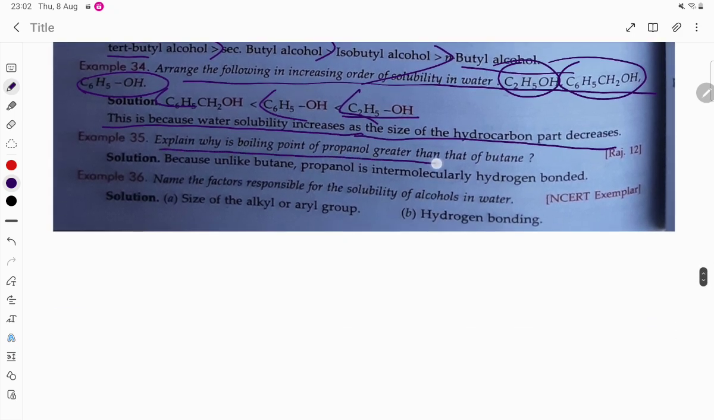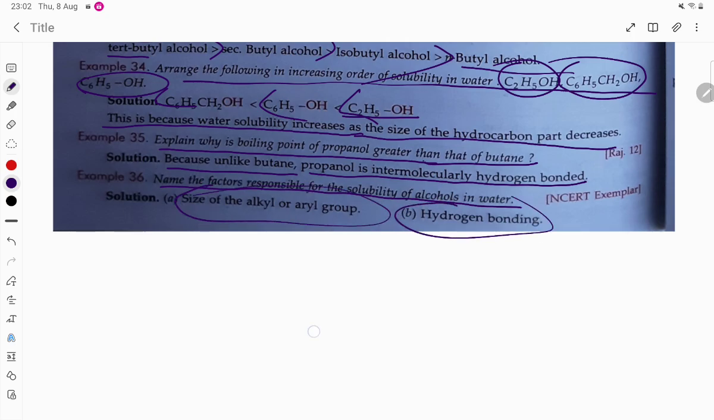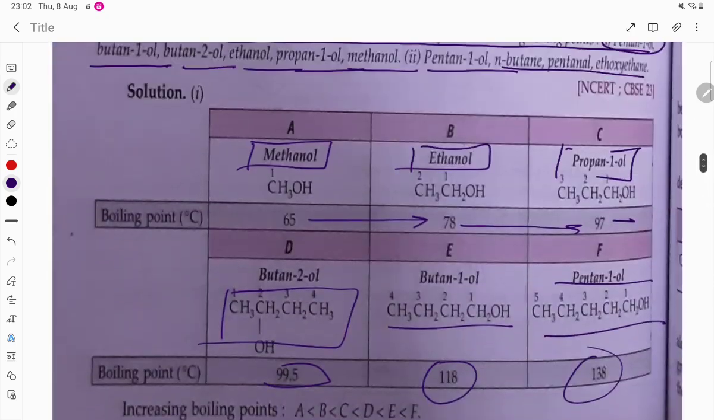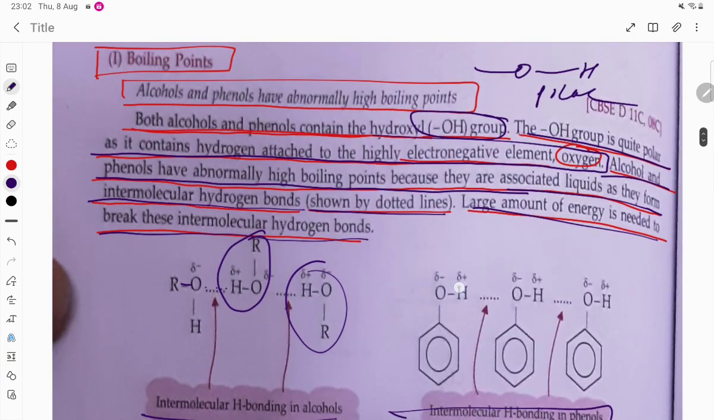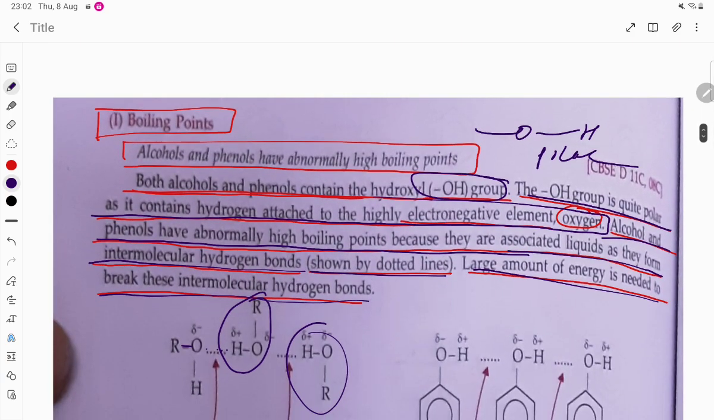Explain why the boiling point of propanol is greater than butane: because, unlike butane, propanol has intermolecular hydrogen bonding. Name the factors responsible for solubility of alcohol in water: size of the alkyl group and hydrogen bonding. So this is all about the physical properties of alcohols. This is the answer, student. Thank you very much for watching, student.